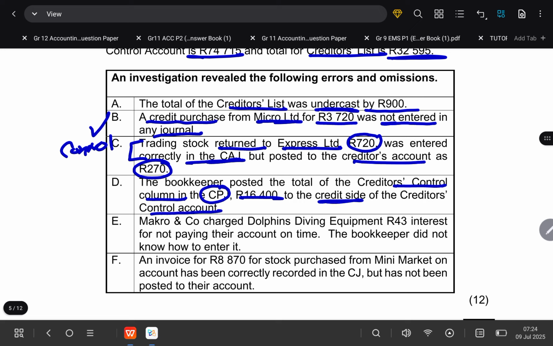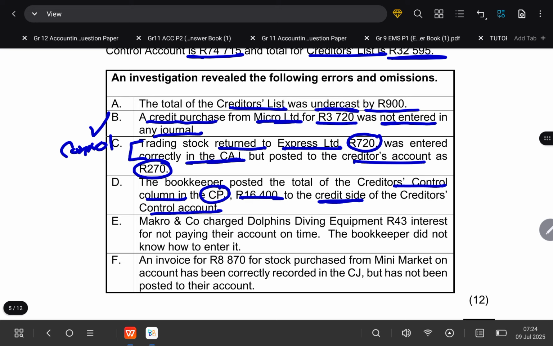So when the posting was done, because they're talking about the creditors control account in the CPJ, and they're saying when this person was posting to our control account, they posted as if they recorded it on the credit side, and it was not supposed to be like that. Remember, your creditors control account decreases on the debit side. So because it is a payment, he or she was supposed to record this on the debit side.